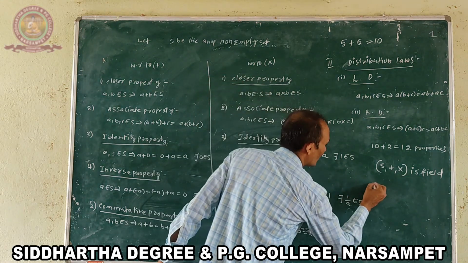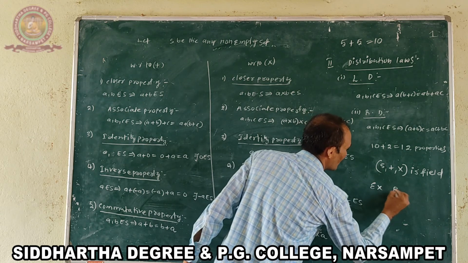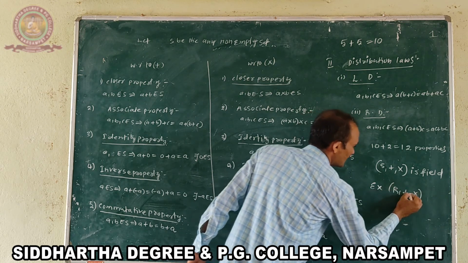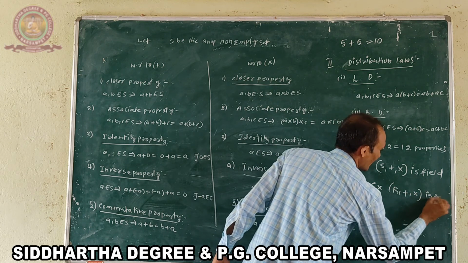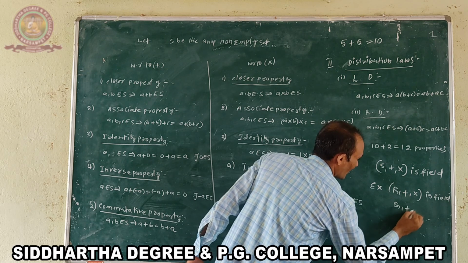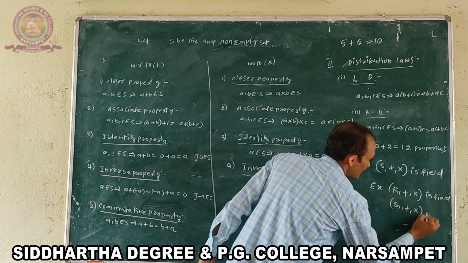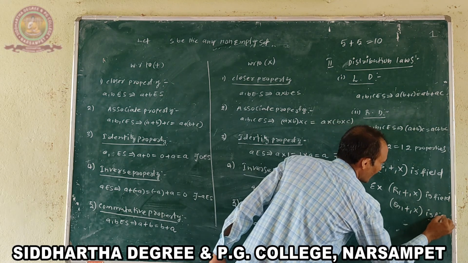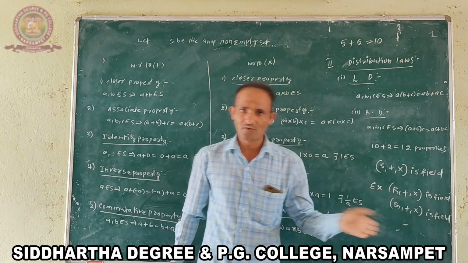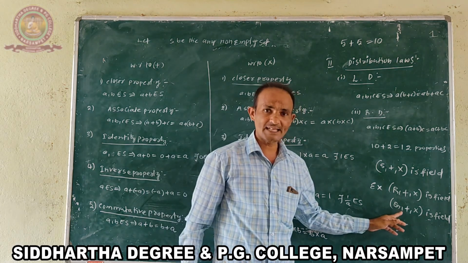For example, real numbers (R, plus, multiplication) is a field. Q, plus, multiplication is a field. The real number set R is a field, and the rational number set is a field.